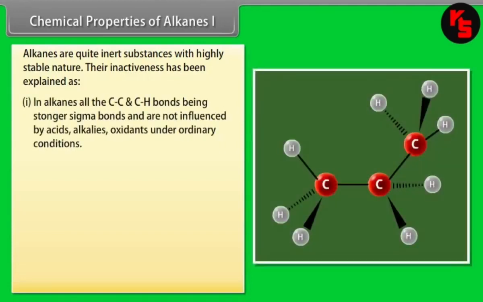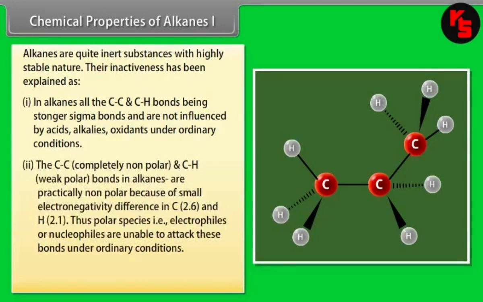In alkanes, all the carbon-carbon and carbon-hydrogen bonds are strong sigma bonds and are not influenced by acids, alkalis or oxidants under ordinary conditions. Number 2: The carbon-carbon bonds are completely non-polar and the carbon-hydrogen bonds are only weakly polar, because of the small electronegativity difference between C, 2.6, and H, 2.1. Thus, polar species, that is, electrophiles and nucleophiles, are unable to attack these bonds under ordinary conditions.